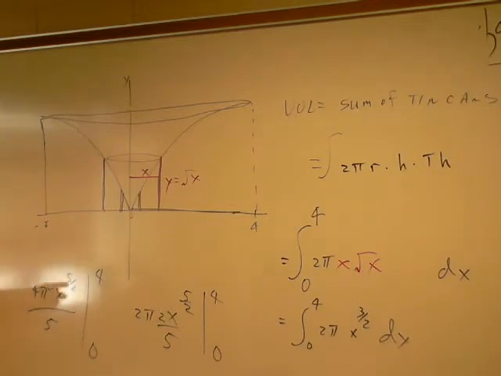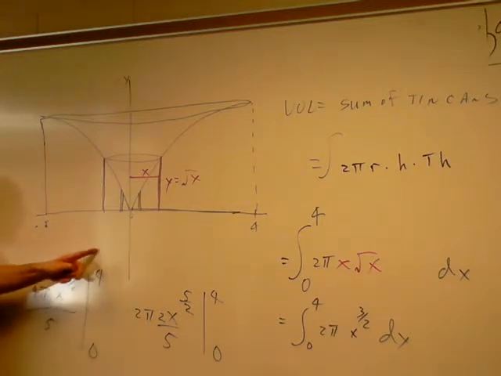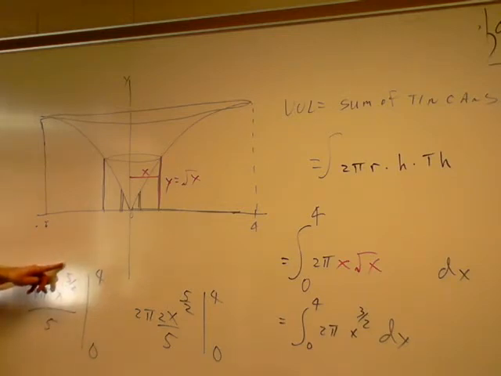Plug in a 4. 5/2. Ooh, but you can do that. What's 1/2 x 4 to the 1/2? 2. 2 raised to the 5th is 32. So you're basically going 4 times 32 times pi divided by 5 is your answer.